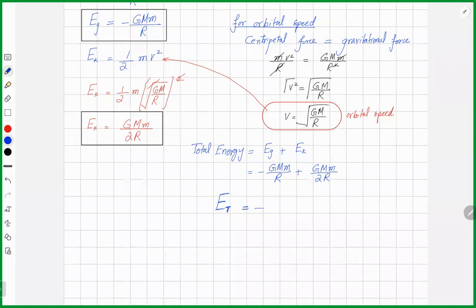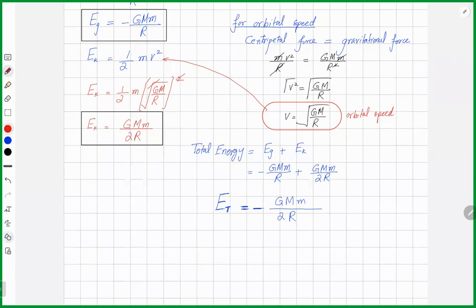No, it's slightly wrong. Can you give it a try again? In order to make the denominator the same, you can multiply the first fraction with 2 in the numerator and denominator. You can make it minus 2 G M m over 2r, and then you will have a common denominator. You just have to use the numerators then. Yes, sir. Minus a half multiplied by G M m over r. Yes, G M m over 2r with a negative sign. Yes, sir. That is the total energy.